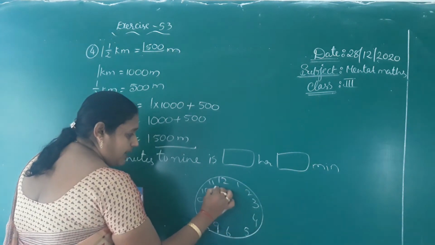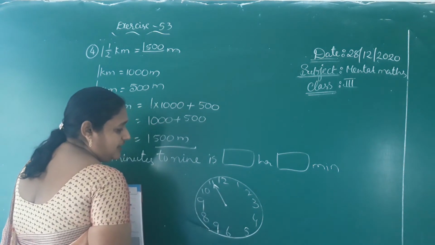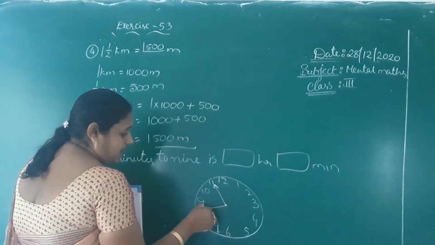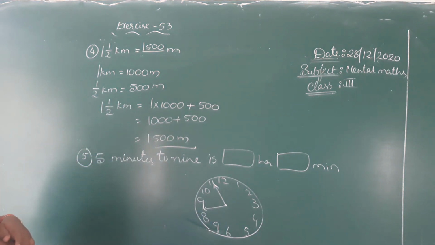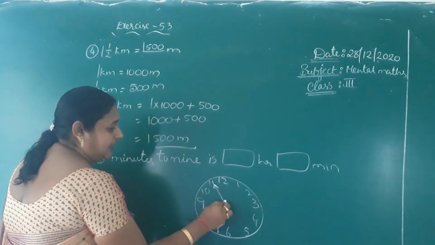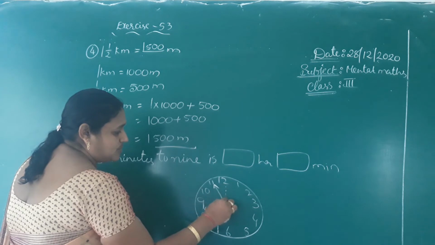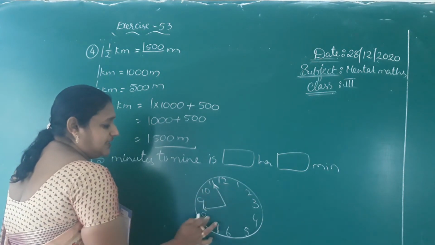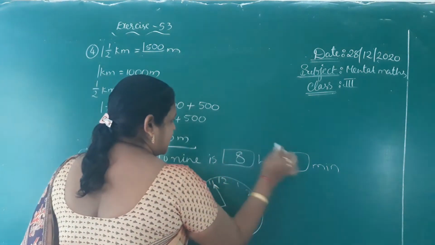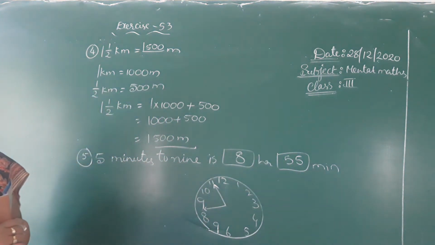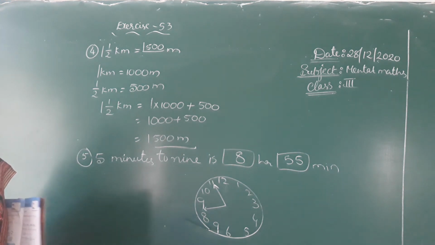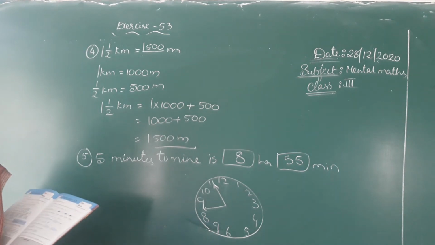Okay. So the long hand is at 11 and the short hand is nearer to 9. Not 9, nearer to 9. So 5 minutes to 9. If it moves to this side, it becomes 12. So what is the time now? 8 hours 55 minutes. The long hand is at 11, that is 55 minutes. So it's nothing but 8 hours 55 minutes, which is 5 minutes to 9.